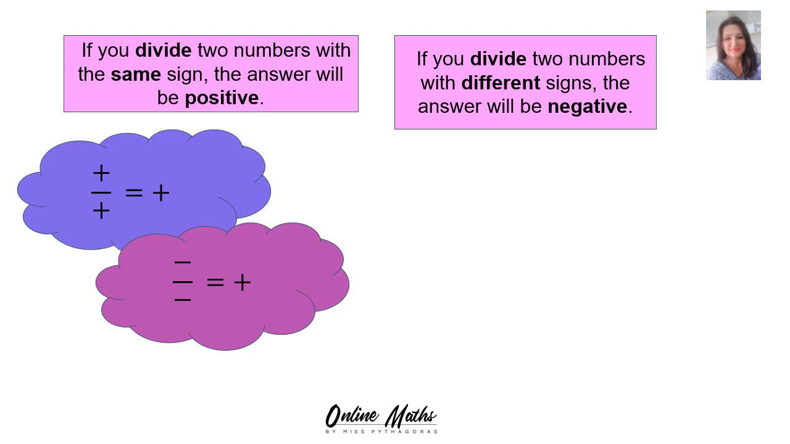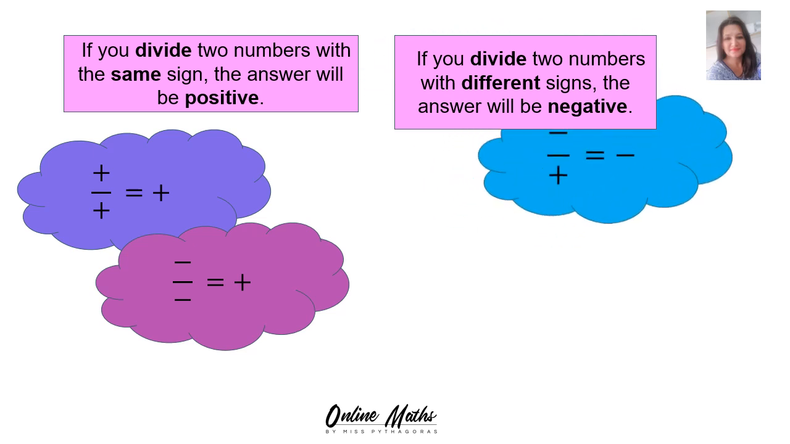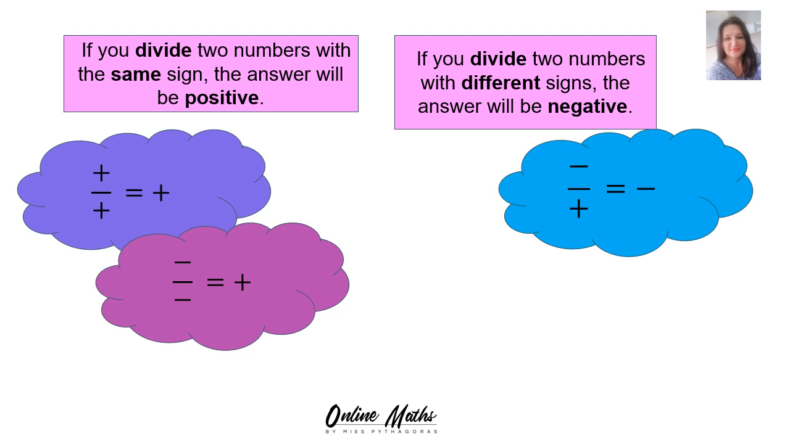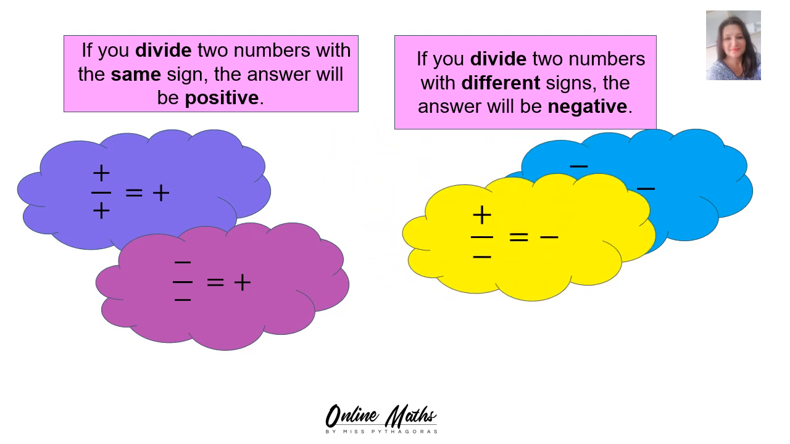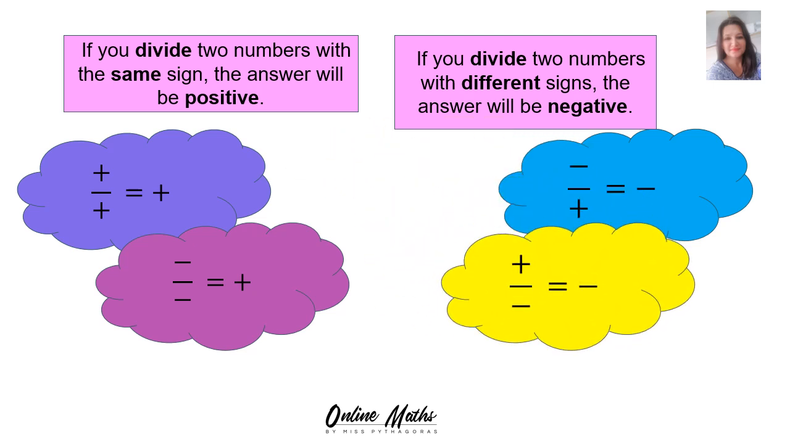And if you divide two numbers with different signs, the answer will be negative. A negative divided by a positive is a negative. A positive divided by a negative is a negative.